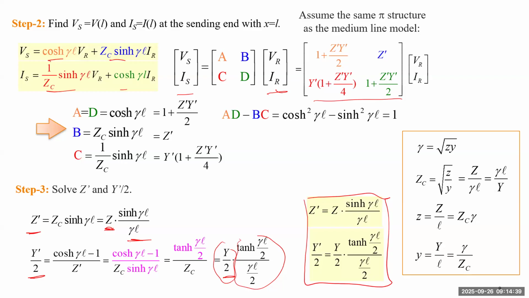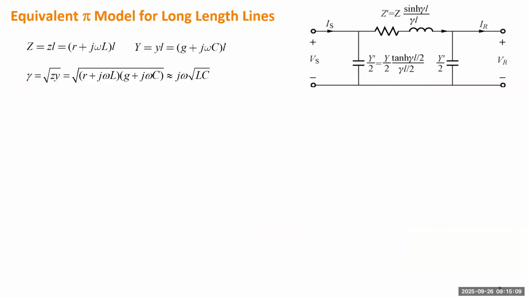So now it seems the actual impedance Z and the equivalent impedance Z prime differ only by a factor. If this factor is 1 or close to 1, we can treat this long line as a medium line or short line. But if that factor is very different from 1, we have to make sure we use Z prime instead of Z, which is similar to the difference between Y prime and Y.